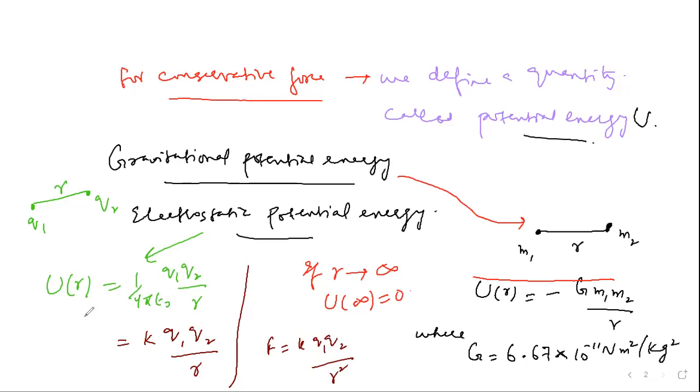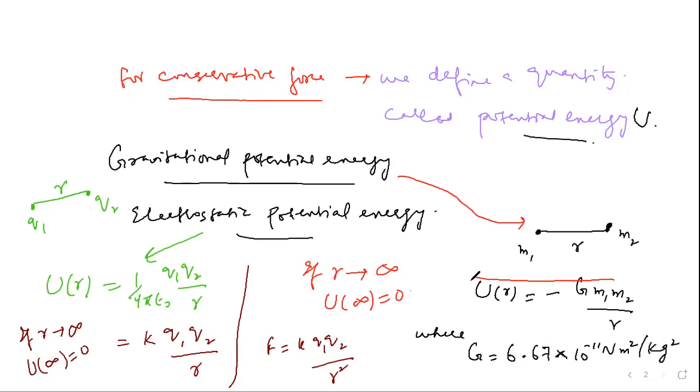Now, in this expression also, it is assumed that if R tends to infinity, the potential energy of this two-point charge system is assumed to be 0. So if Q1 and Q2 are at infinite distance from each other, the potential energy stored in the system is taken as 0. Then the potential energy in this particular configuration, when they are at r distance from each other, is given by 1 by 4 pi epsilon naught Q1 Q2 by R, or K Q1 Q2 by R.